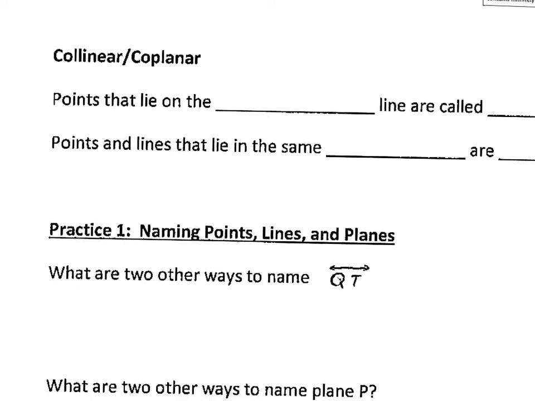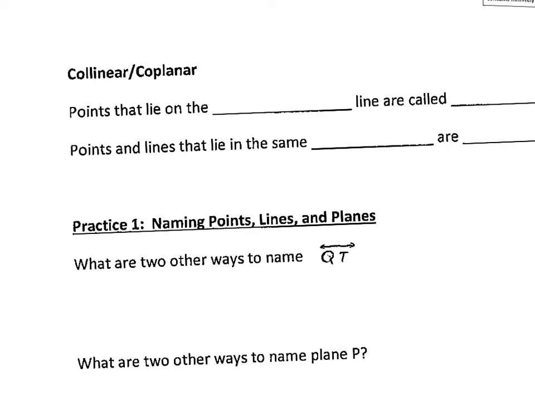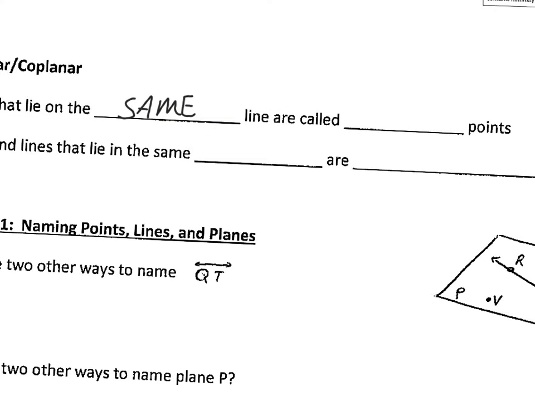Okay, so continuing on with more terms. We have 2 definitions here, collinear and coplanar. They're pretty simple to remember. We'll start with collinear. Collinear means points that lie on the same line. That is what collinear means, points that lie on the same line. It's pretty easy because the word line is in there, linear. Co meaning together, so together on the same line, collinear.